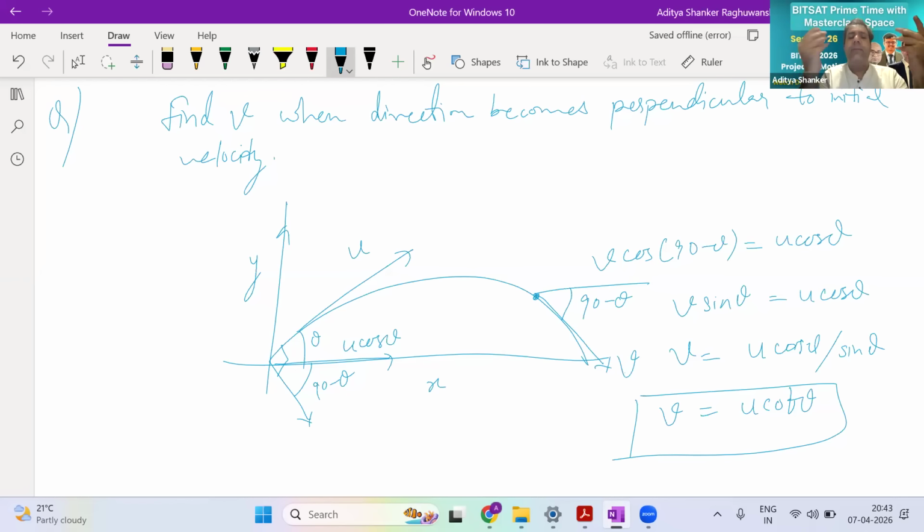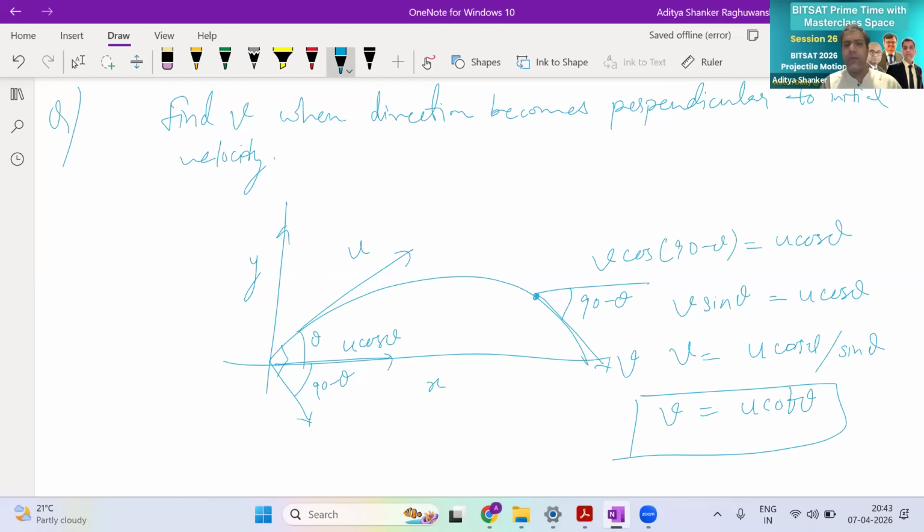That's all. BITSAT doesn't ask tough questions. It asks simple formula-based or conceptual questions. You don't need to go much in depth. Equation of trajectory is also there, but right now I am not taking that because it's going to take much time.